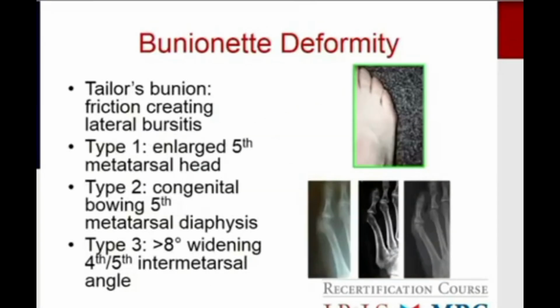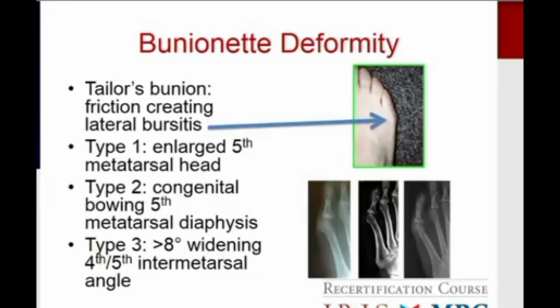A bunionette deformity is the opposite of a bunion. Now we have pathology on the fifth metatarsal head. We used to call those Taylor's bunions because really what occurs here is bursitis over a prominence on the outer border of the foot. That bursitis can occur because Taylors used to sit cross-legged on the floor, then they'd wind up getting friction over that bump. That would become inflamed and subsequently symptomatic.